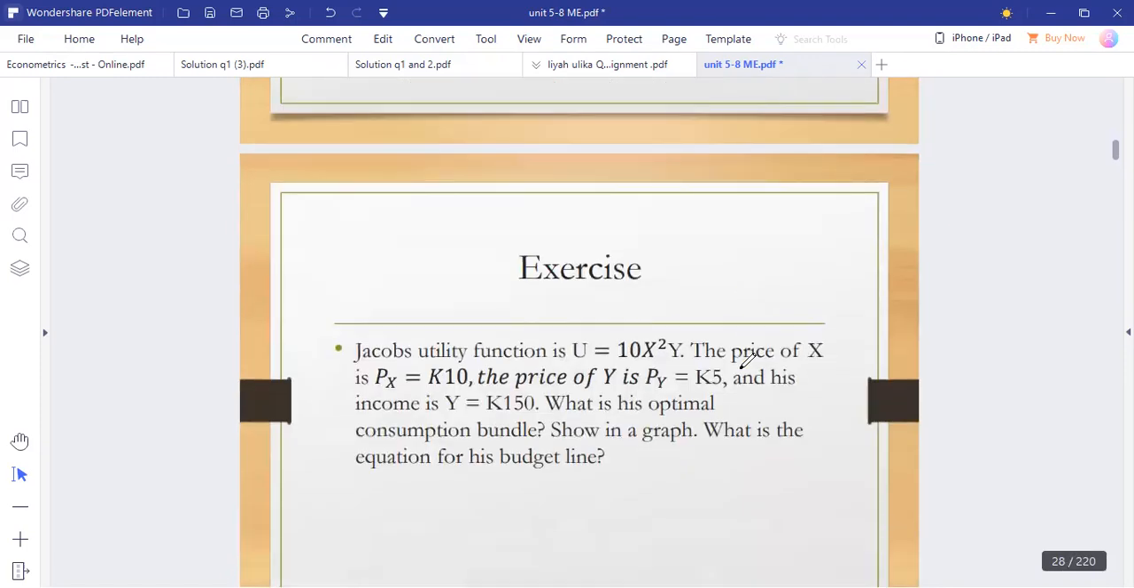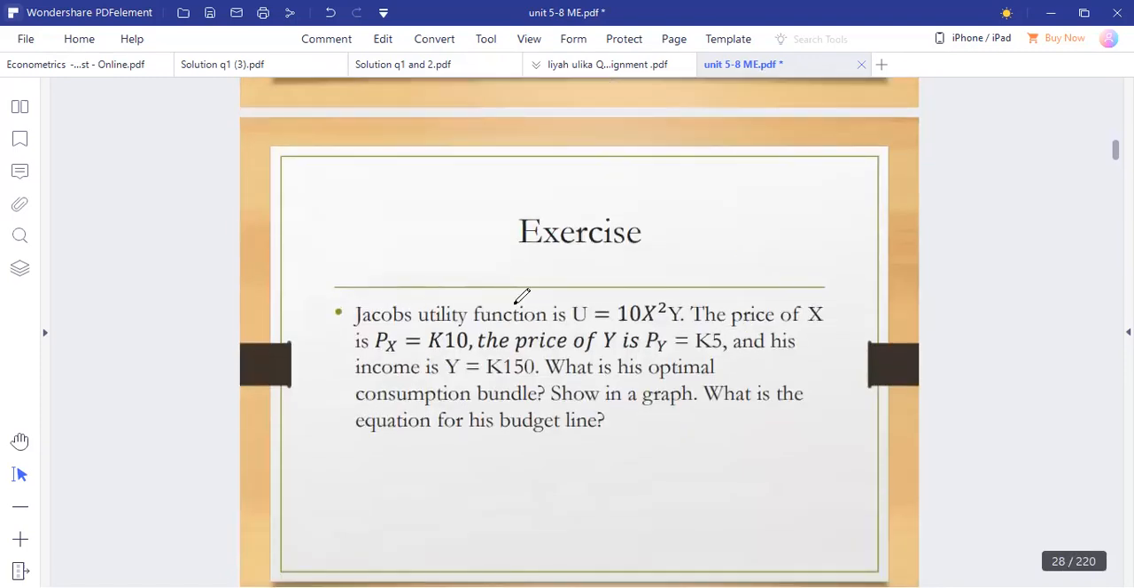All right, so using constraint optimization, we're given a utility function. U is equal to what? 10 X squared and Y. How do we find the optimum bundle? And how can we show this graphically?